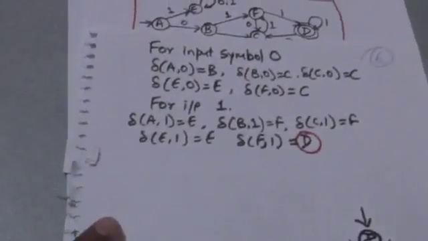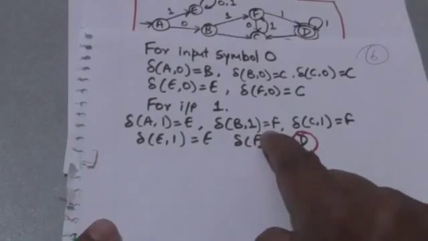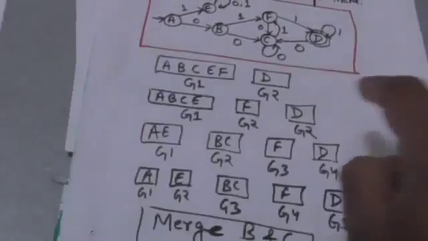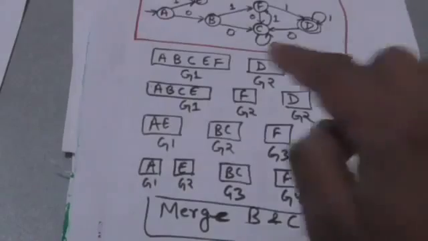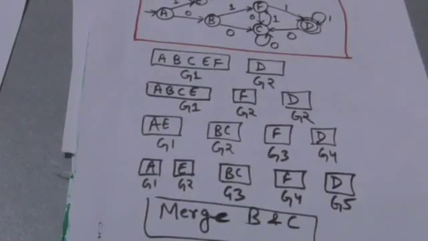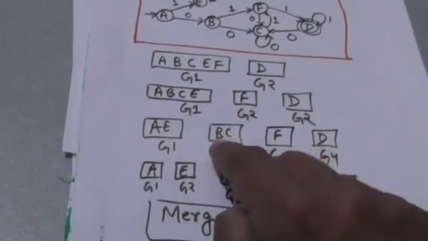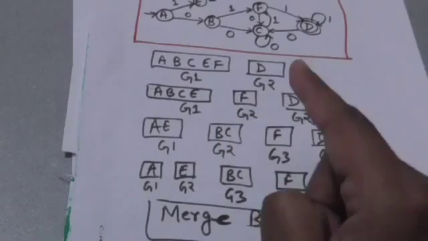Now, what about B and C? For input symbol 1, B has transition to state F, right? Which belongs to another group G2. And C has transition to F, right? So F here belongs to group G2. So again, we have partitioned this group into two. One group will have states A, E, and the other group will have states B, C, right.